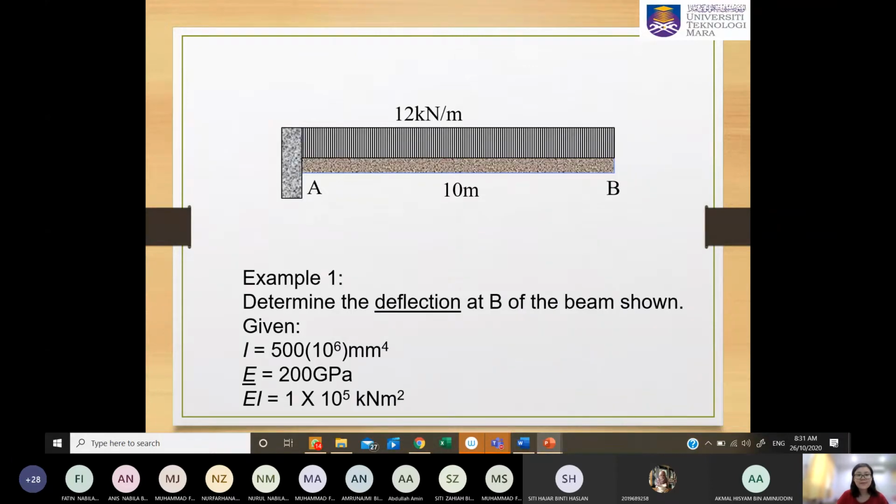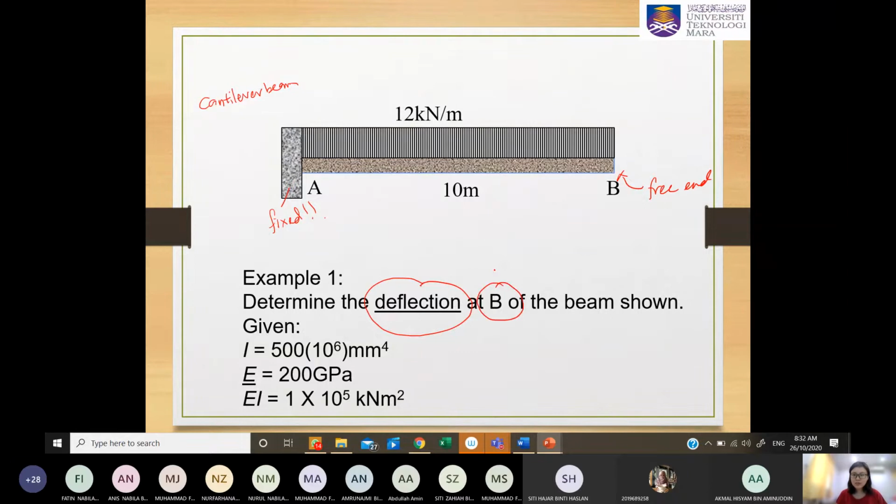Now let us try this one, which is very simple, I would say, because it has one span only. This is a cantilever beam. You need to be able to classify this as well. This is a cantilever beam. Why? Because we have a free end here, and this must be fixed. Be careful. Now let us start to determine the deflection at B of the beam. So the problem is we want to determine the deflection at B.